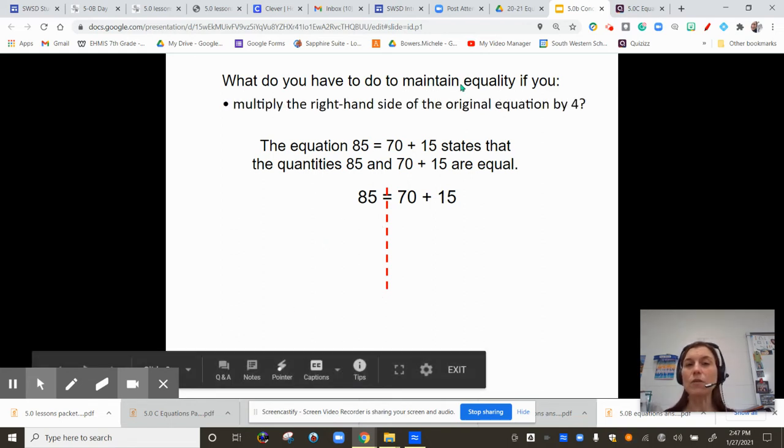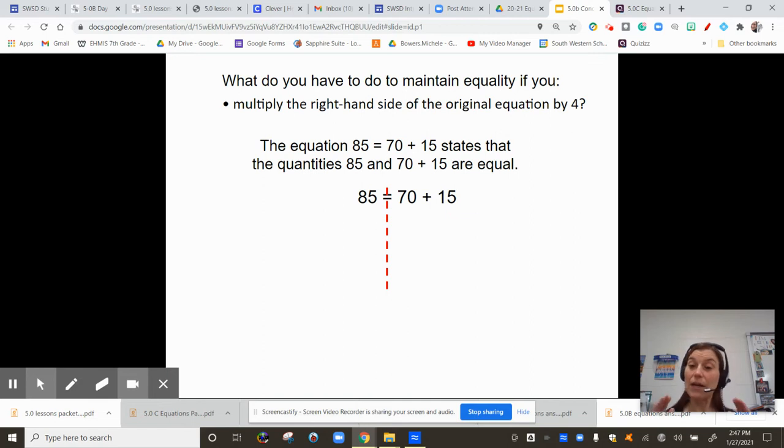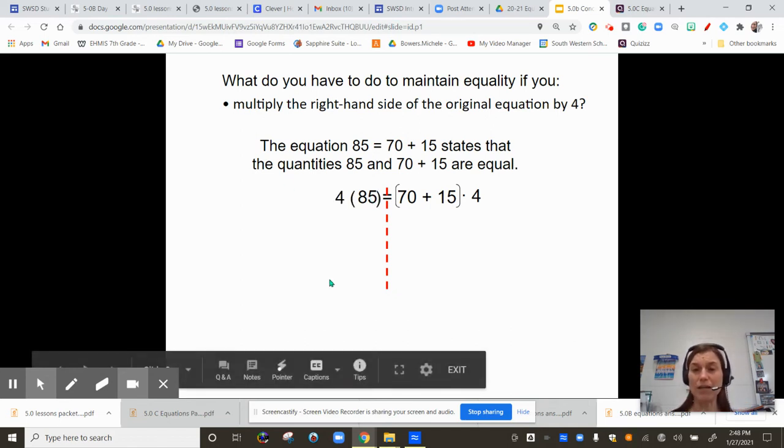So I want to multiply the right-hand side by 4. And I don't want to just multiply 15 by 4. I don't want to just multiply 70 by 4. I want to multiply everything on the right-hand side by 4. So for me to be able to do that, I'm going to wrap parentheses around everything and say times 4. Because what that's saying is I'm multiplying the 70 plus 15, all of that, by 4, not just one of the other numbers. Whatever I do to the right, I have to also do to the left. So I'm also going to multiply 85 by 4 to maintain equality.